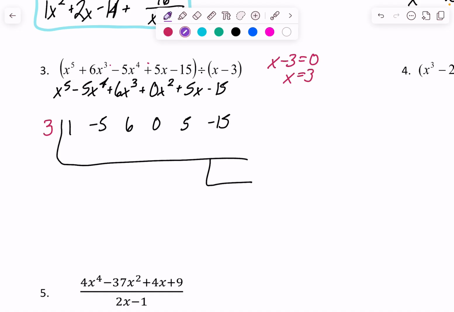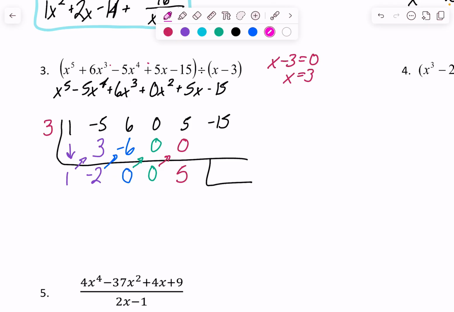Okay, and then same process. First number goes straight down, multiply by the outside, write it in the next column. Add down. Multiply and write it in the next column. Add down. So then 3 times 0, write it in the next column. And then add down. Three times 0 again, we get 0. We're going to add down, so we have 5.